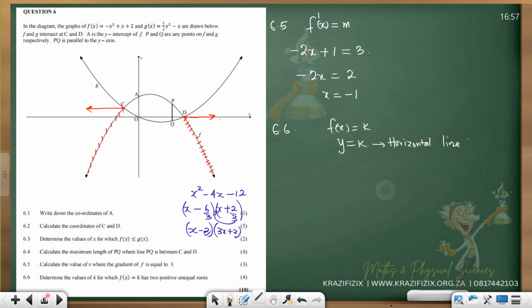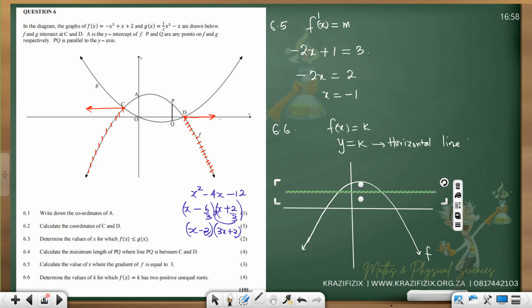I quickly want to do a few explanations here. Look at our graph. Okay, my f of x is like this. But this horizontal line, let me put it in yellow. We want it to have 2 positive unequal roots. What are roots again? Roots are the x intercepts, the points of intersection.